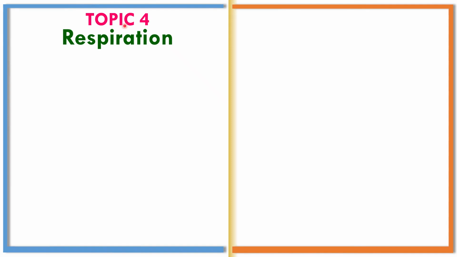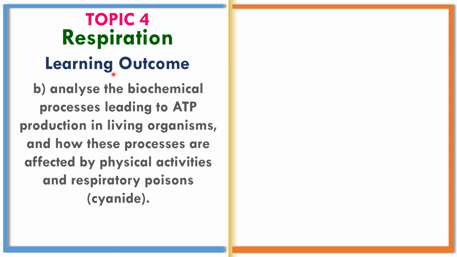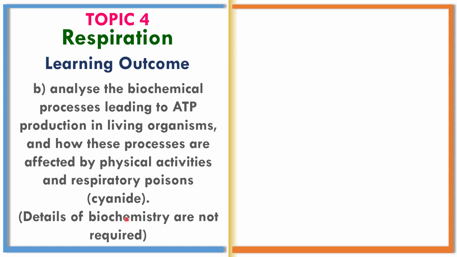Welcome you to topic 4, respiration. Our learning outcome B: analyze the biochemical processes leading to ATP production in living organisms and how these processes are affected by physical activities and respiratory poisons like cyanide. Details of biochemistry are not required.